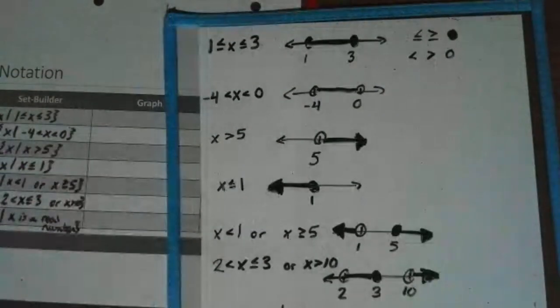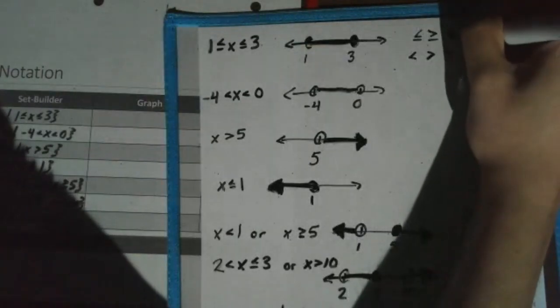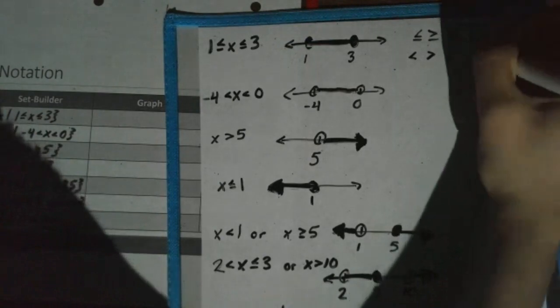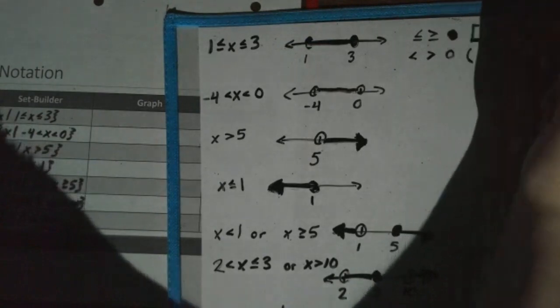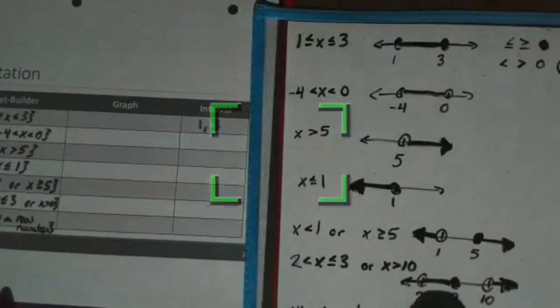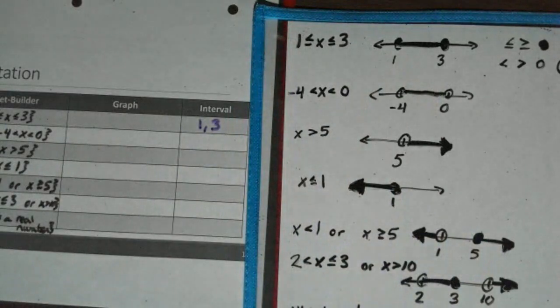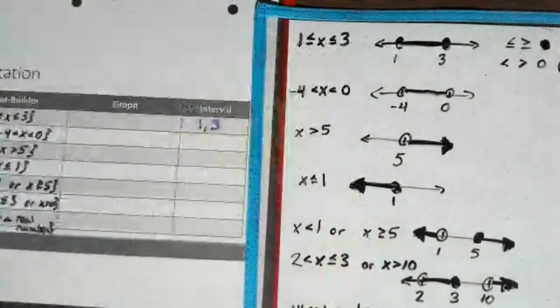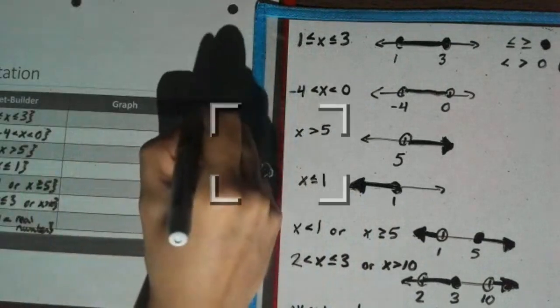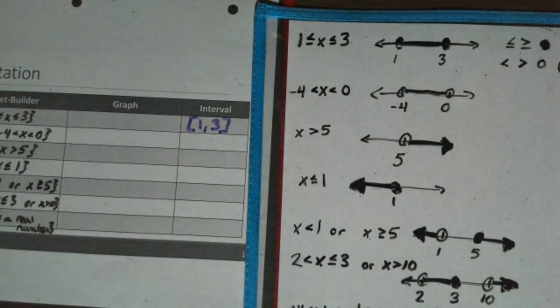Just like we had closed circles and open circles, we're going to follow the same rules. If we have a closed circle, we're going to use a square bracket on that side. And if we have an open circle, we're going to use parentheses. So in this first case, we had closed circles on both 1 and 3. We also had the equal to signs. So both of those point to using square brackets on both sides of our interval. So to write this inequality in interval notation, we have 1, 3 with square brackets on both sides.